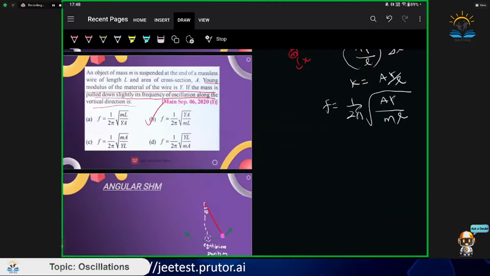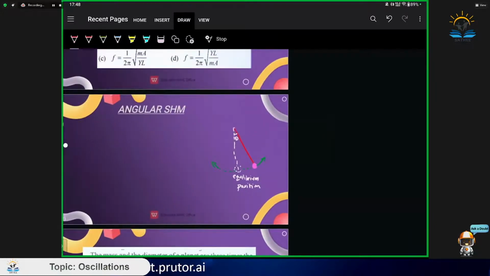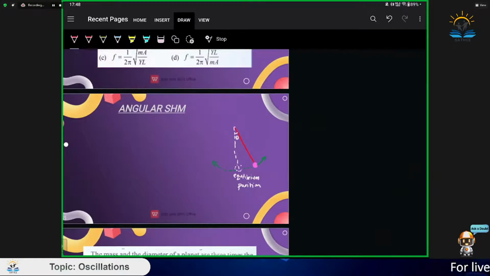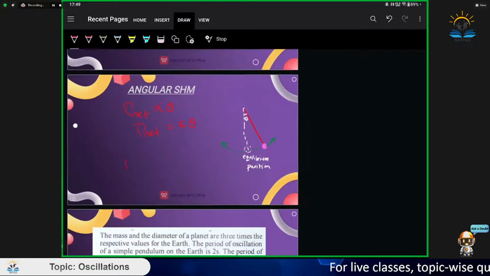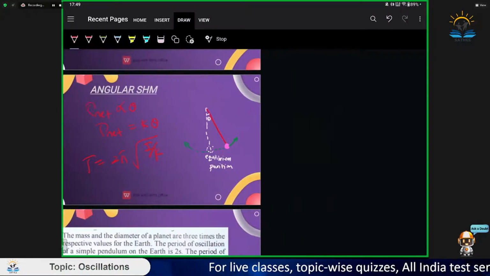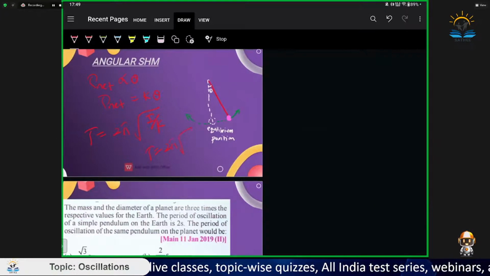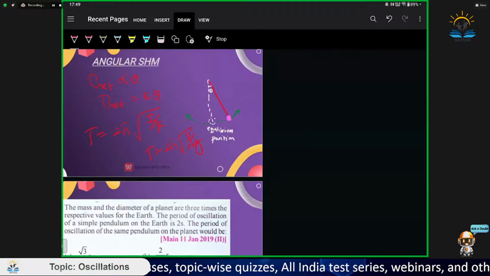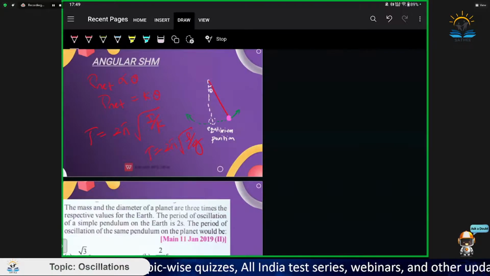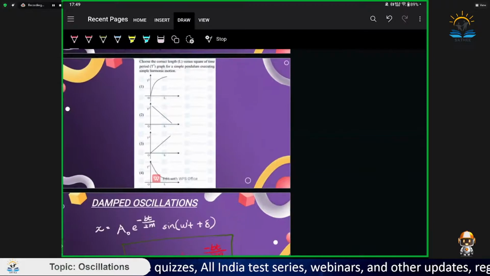Simple question, right? Next is our angular SHM, that is the pendulum. Here the concept is net torque is directly proportional to theta, and net torque will be equal to some constant K into theta, and time period equals 2 pi into root of I by K. From this time period, we can derive the simple pendulum time period T equal to 2 pi into root of L by g. Yes, so we have the first question here.